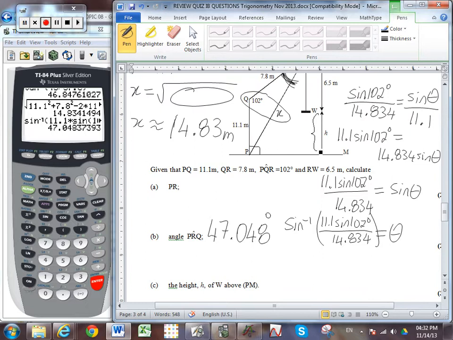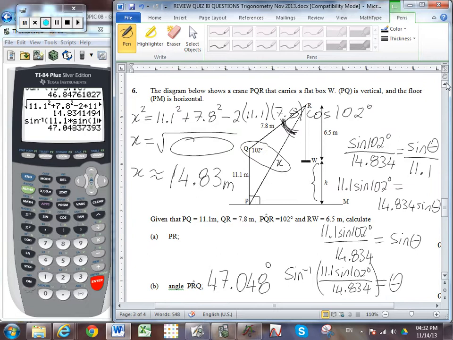In other words, we're looking for this distance right here. Well, if I could find the total height from R all the way to the ground, well then I'd only need to subtract the 6.5 and I'd be done. To do this then, perhaps I could make use of this 11.1 that I've already got, and I'm going to draw the rest of the way up. And if I can find then the height that R is above the ground, I just need to subtract the 6.5 and I'll have that height.